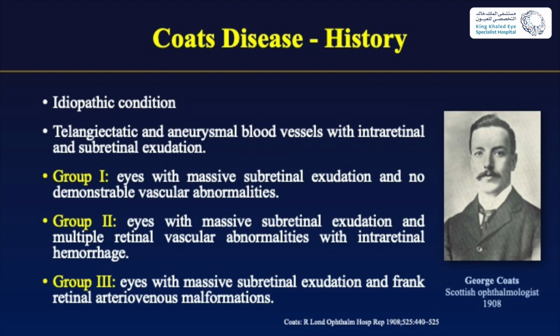So Coats was the Scottish ophthalmologist who described an idiopathic condition characterized by telangiectatic and aneurysmal blood vessels with intraretinal and subretinal exudation. He subdivided his observation into three groups. The first group was massive subretinal exudation with no vascular anomalies. The second group was massive subretinal exudation with vascular abnormalities. And the third group was eyes with massive subretinal exudation and retinal AV malformation.